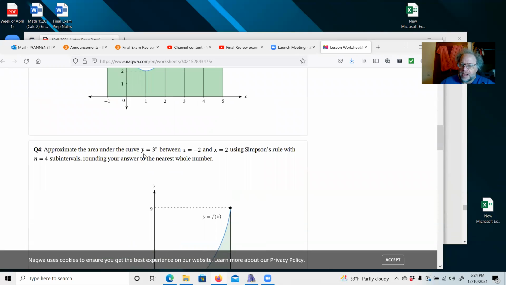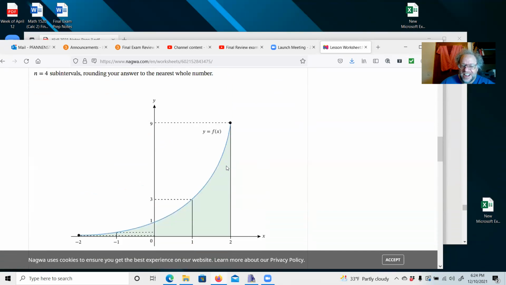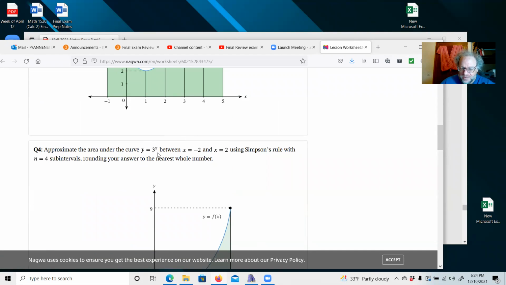Do you remember how to integrate 3 to the x? No? Okay, let's see if we can try it. We're going to integrate numerically 3 to the x, from -2 to +2, and maybe we'll round to 2 decimal places. We won't round to a whole number. We may not have to. So same thing here.